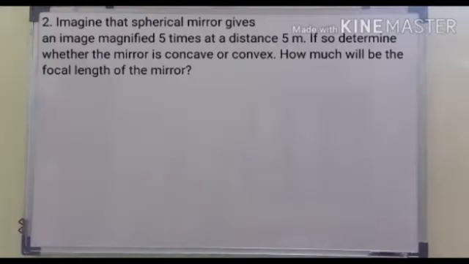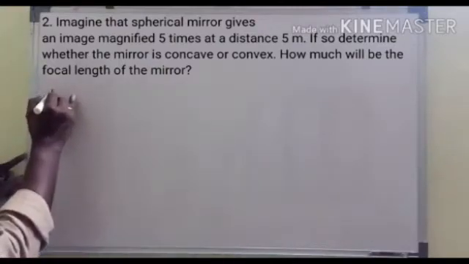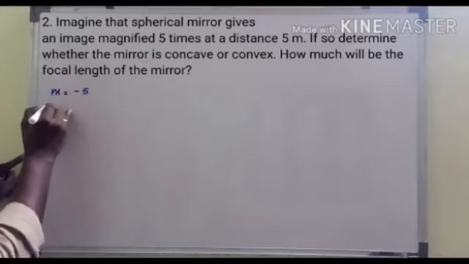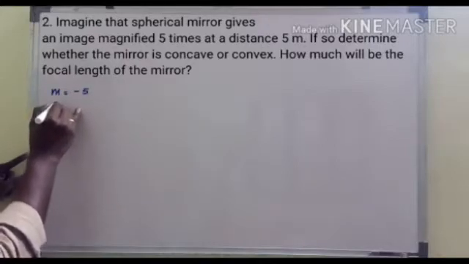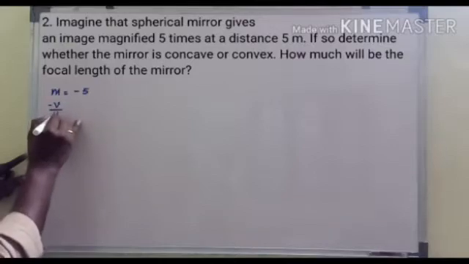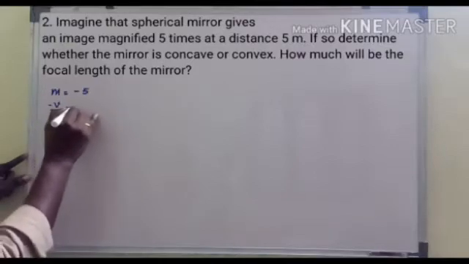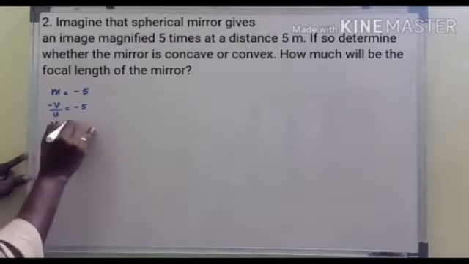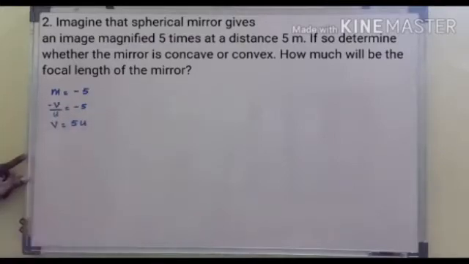Here, the spherical mirror produces a 5 times magnified image. Hence, the image is real and inverted. So we can write magnification m is equal to minus 5. We know that m is equal to minus v by u. So we can write minus v by u is equal to minus 5, that is v is equal to 5u.